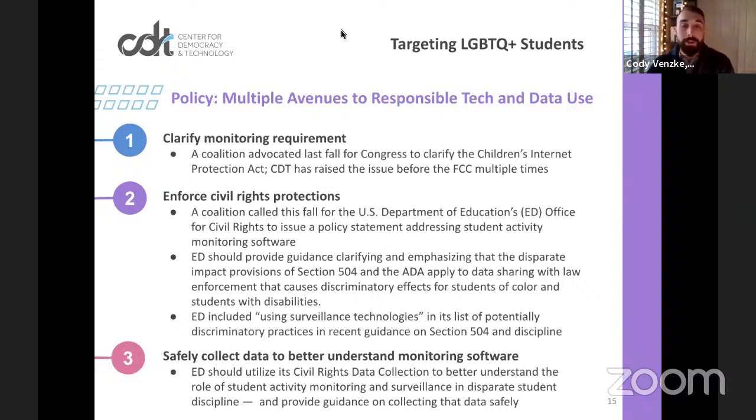And the two together can have a disproportionate impact on students who are seeking nothing malicious and nefarious, but simply resources that will help them.